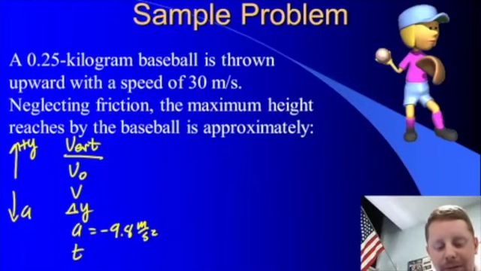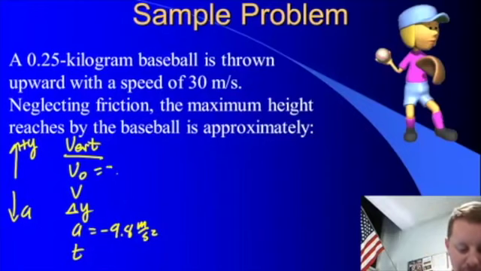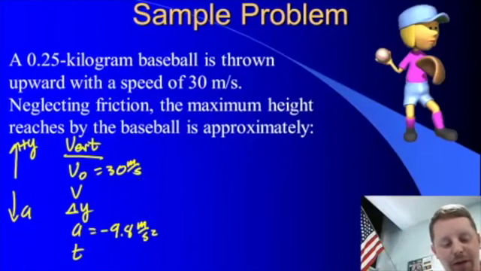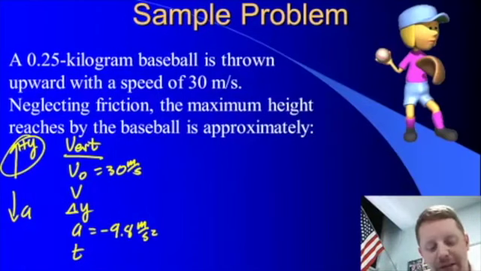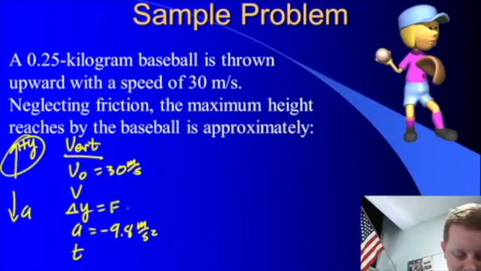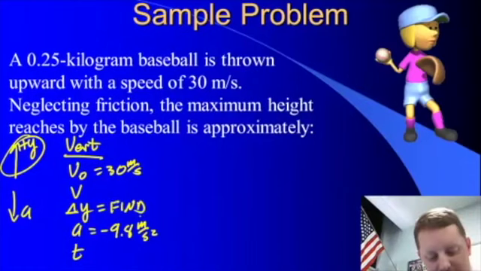What else do we know? It starts with an initial velocity of 30 meters per second. And 30 meters per second is upward in the same direction we called our positive y, so that's a positive v naught. We only have two things here so far. We're trying to find the maximum height, delta y. We need one more piece of information.